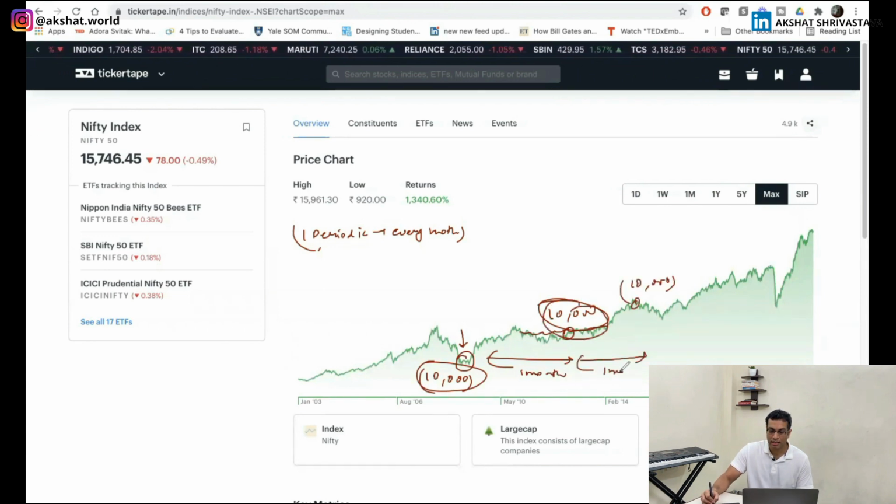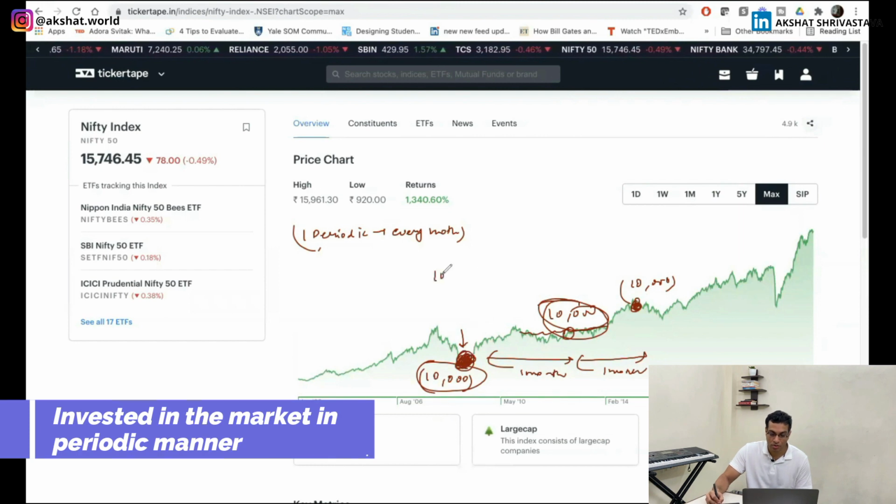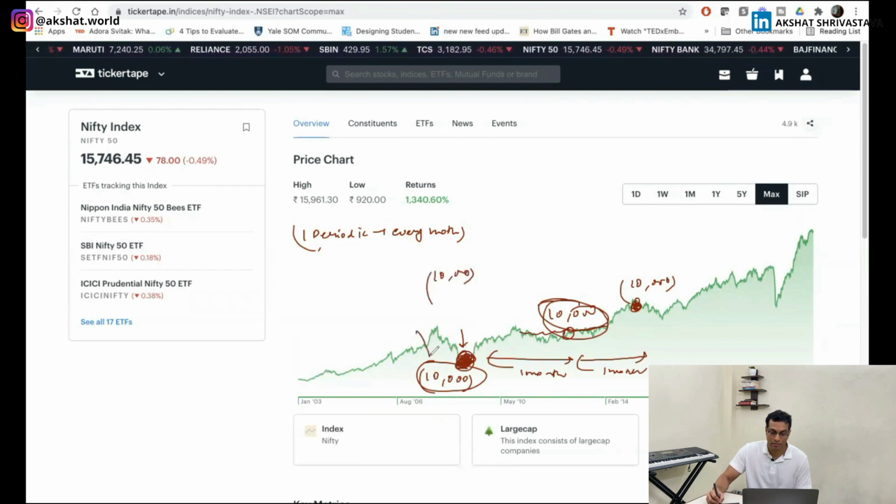Now this is 1 month again, and let's say that you made another investment somewhere here, right? So what is happening is that you invested in the market in a periodic fashion, that the market fell, you invested 10,000, right? So will you buy more units here compared to this? The answer is yes, right? Because the market is low, so therefore you buy more units of stocks or more units of Nifty.